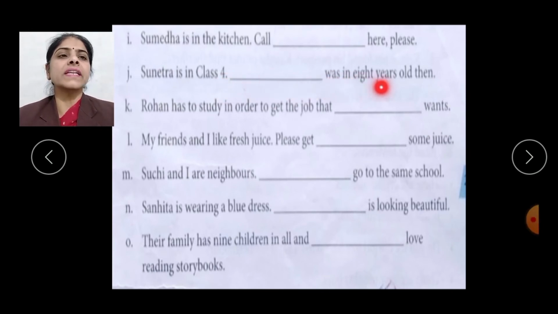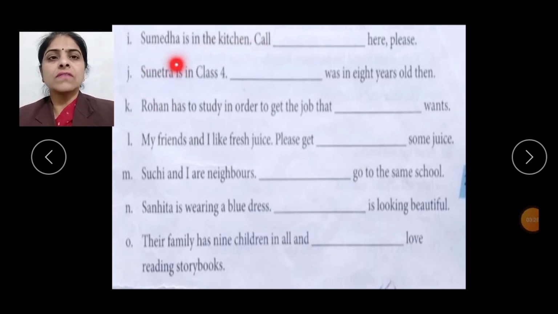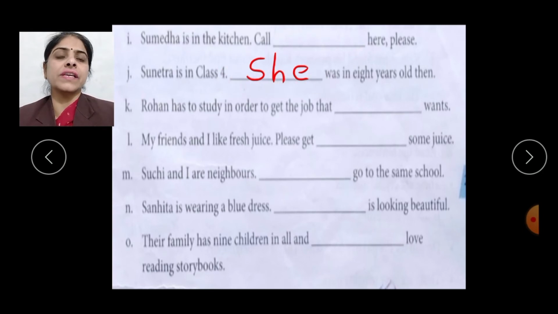The next one is, Sunetra is in class 4th. Blank was 8 years old then. This blank needs a subject pronoun for Sunetra, which is a singular noun. So, to fill the blank, we need "she". So, the sentence is, Sunetra is in class 4th. She was 8 years old then. Now, let's have the next one.